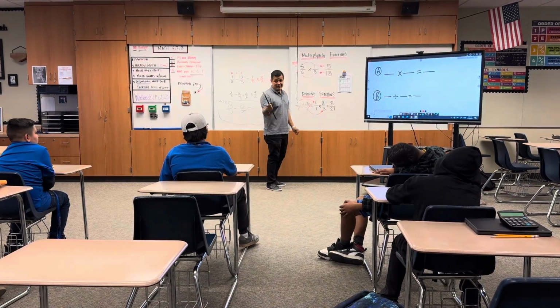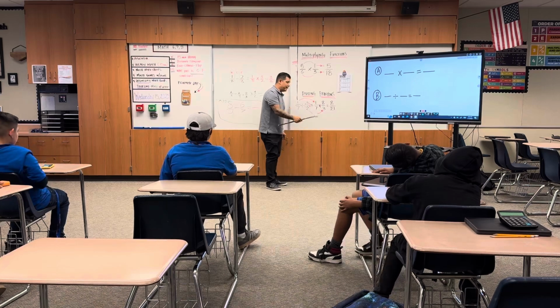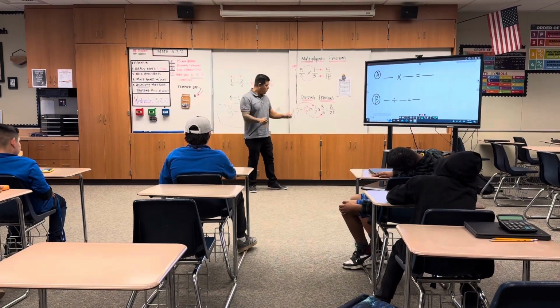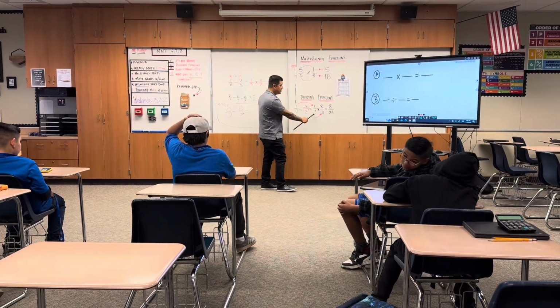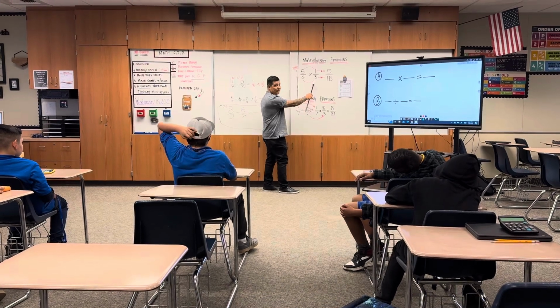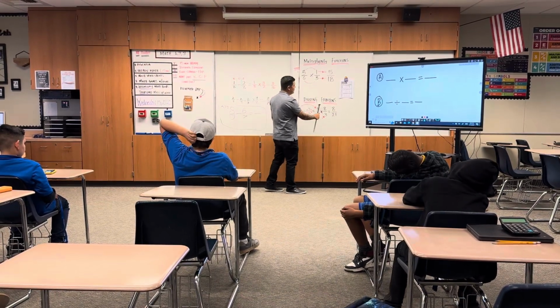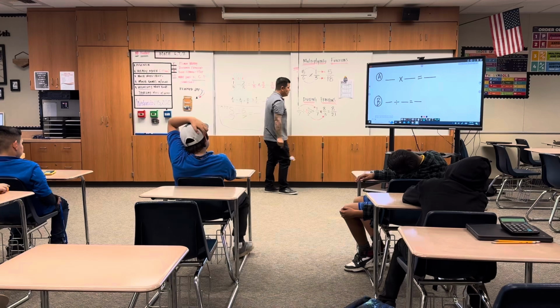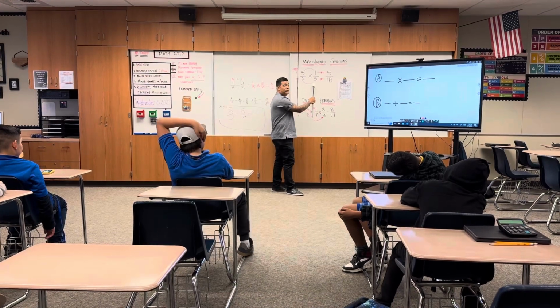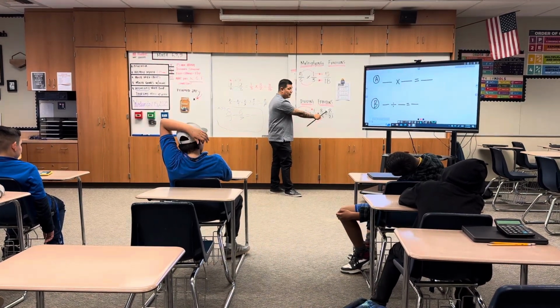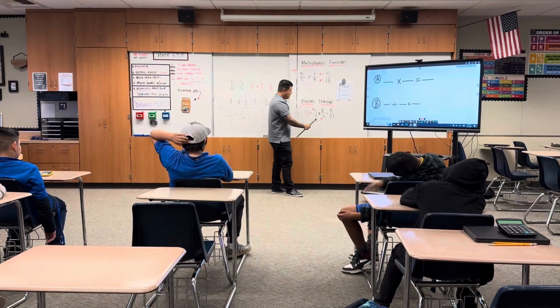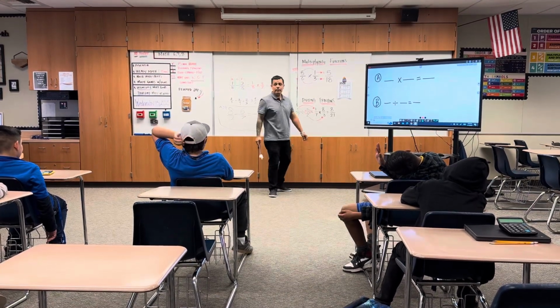So we flip it. Our question went from a division problem to a multiplication problem. Now all we have to do is the same thing we did over here on top, which is 1 times 8 equals 8. 7 times 3 equals 21.